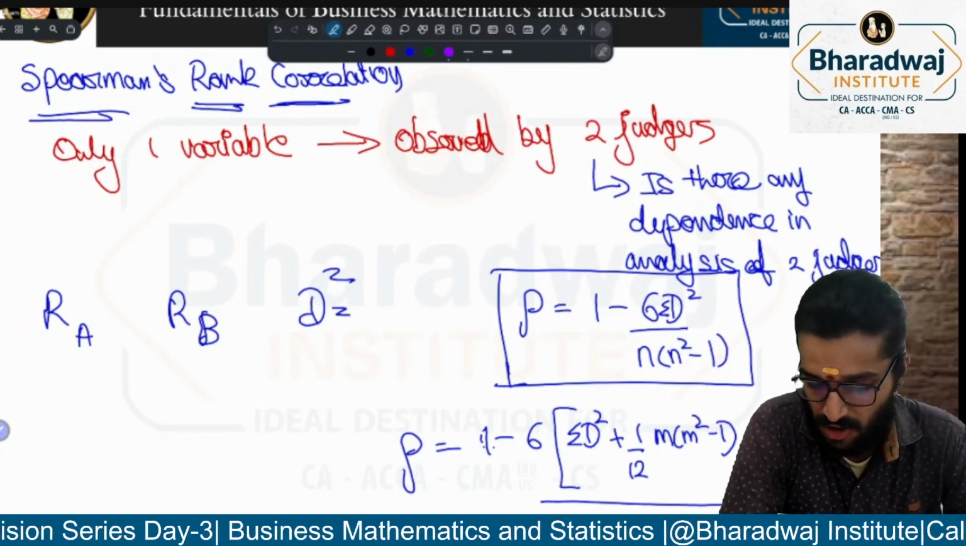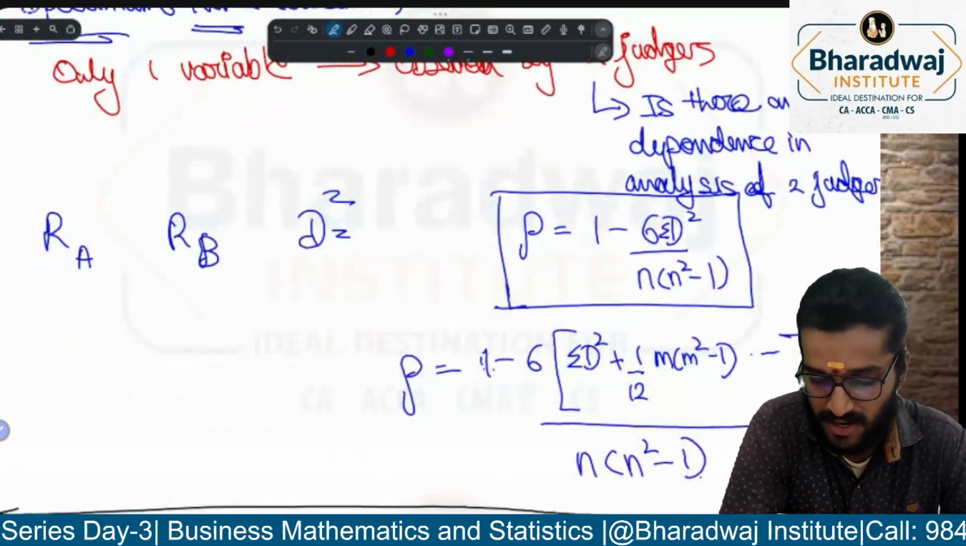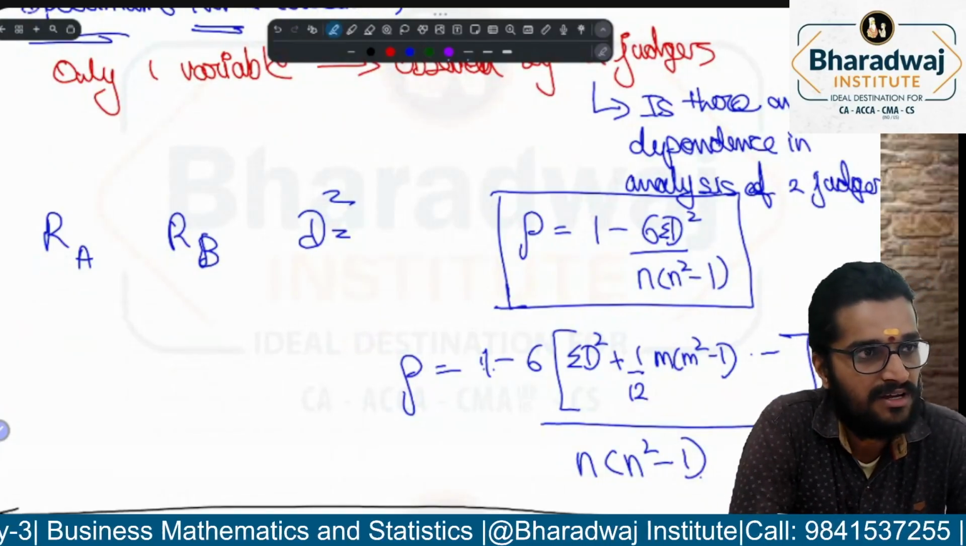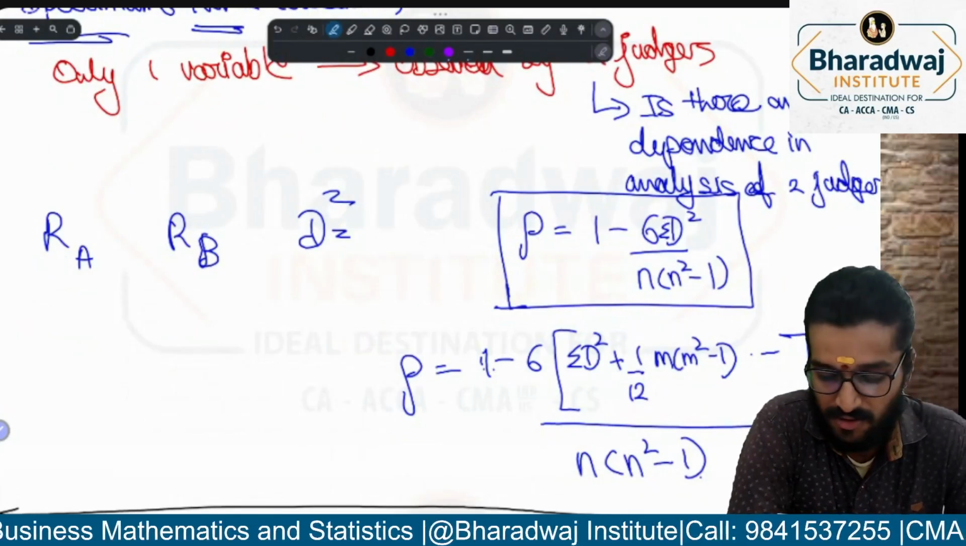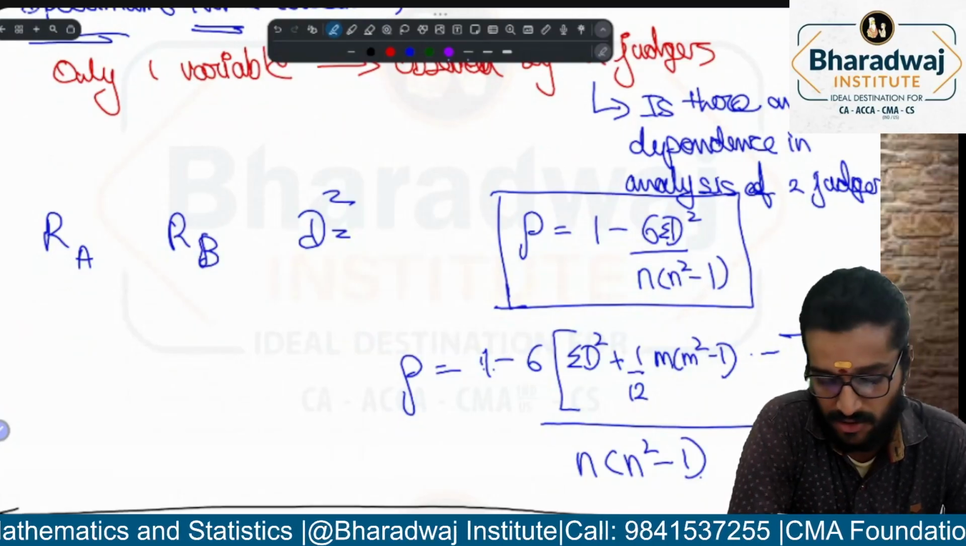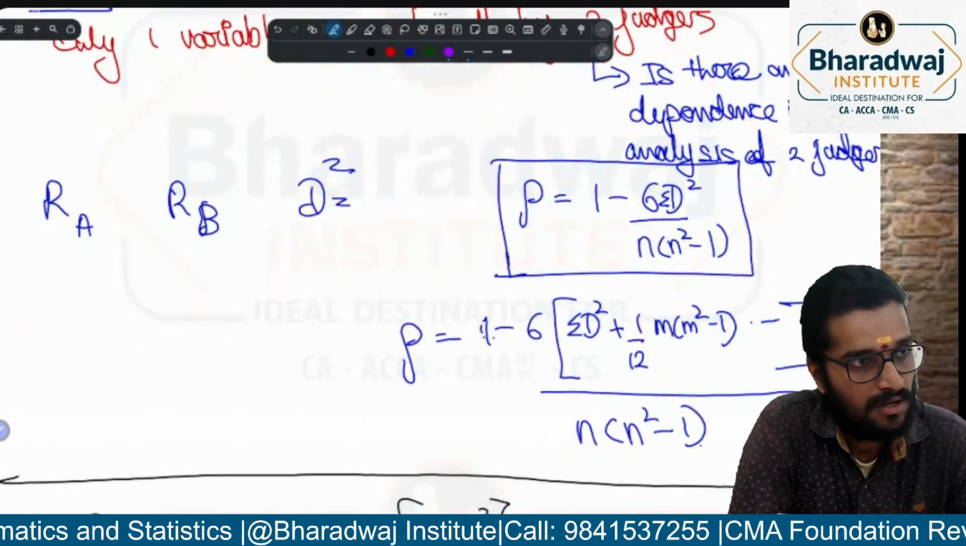The formula for Spearman's rank correlation is 1 minus 6 times summation d square, where d is nothing but the difference between the ranks of both the judges. We will square the difference. 6 times summation d square divided by n into n square minus 1 will give you the answer for rank correlation.